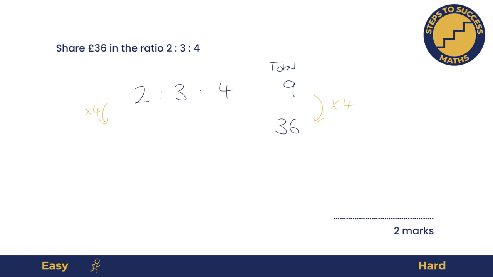2 times 4 is 8. 3 times 4 is 12. 4 times 4 is 16. So the answer is 8, 12, 16.